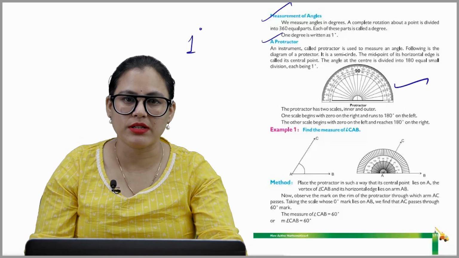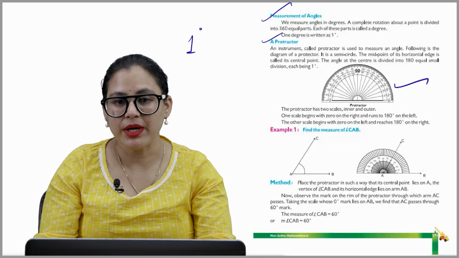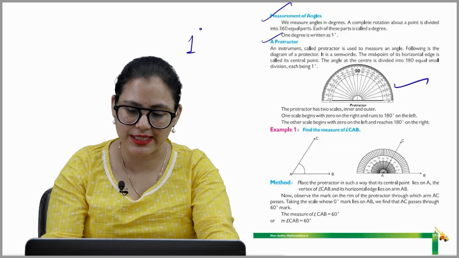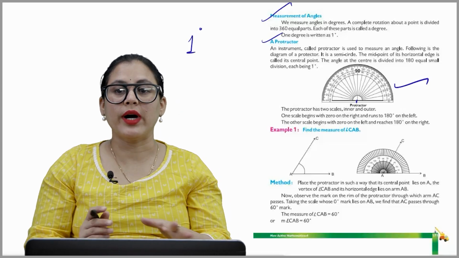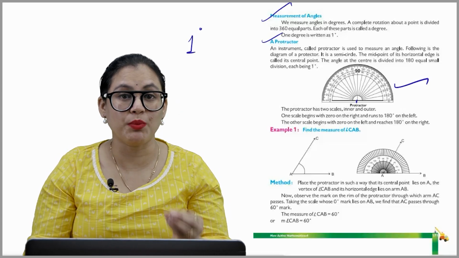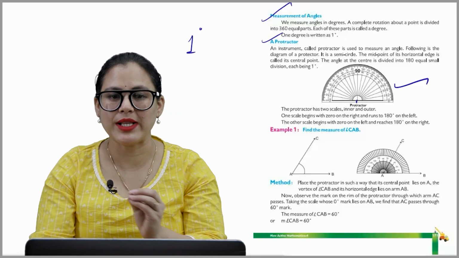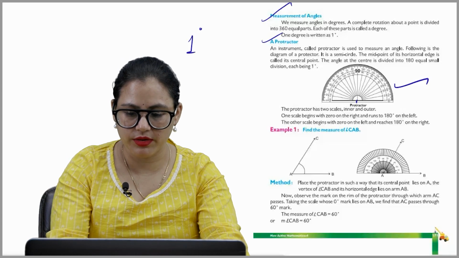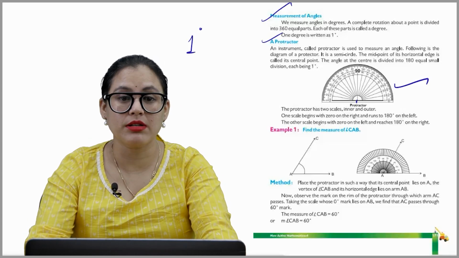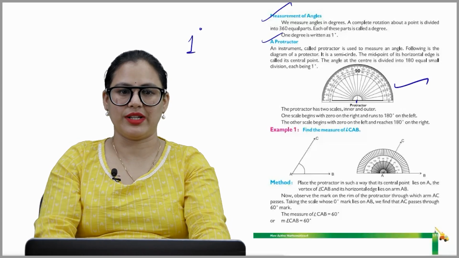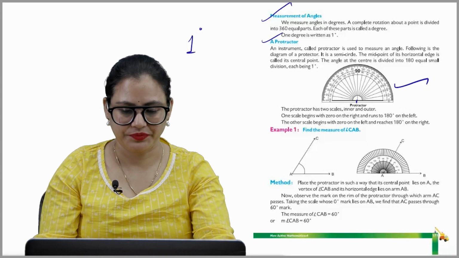Following is the diagram of a protractor. It is a semicircle, means half of circle. The midpoint of its horizontal edge is called its central point. The angle at the center is divided into 180 equal small divisions, each being 1 degree. The protractor has 2 scales, inner and outer. One scale begins with a 0 on the right and runs to 180 to the left. The other scale begins with a 0 on the left and reaches 180 on the right. Right?